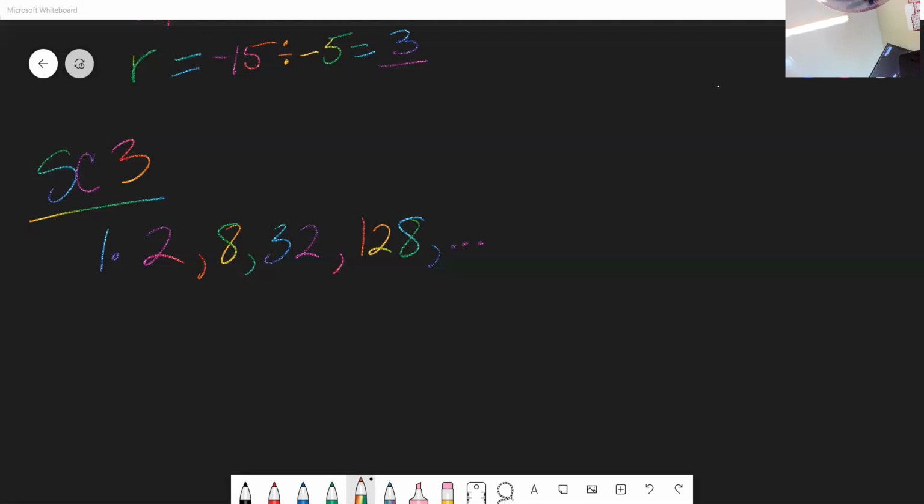Resume. Okay, so if we're working through number 1, we calculate A1, calculate R, and then plug them into the formula AN equals. So what is A1? 2, right? What is our ratio? Right? 8 divided by 2 is 4. So it's a positive 4. So our formula is AN equals what?